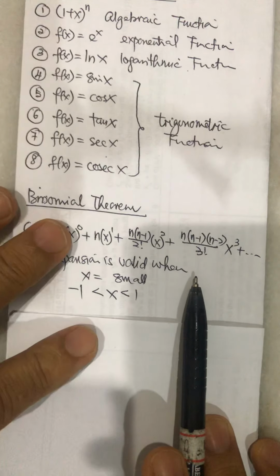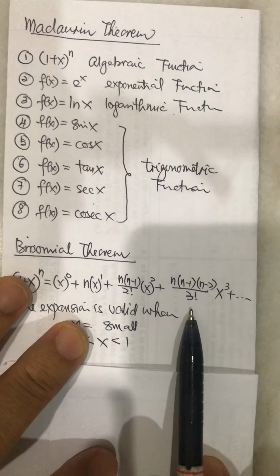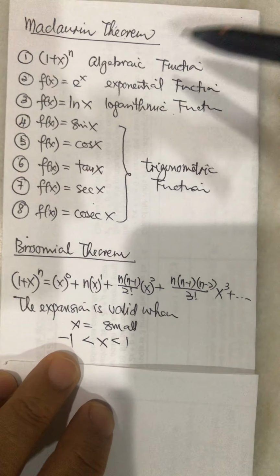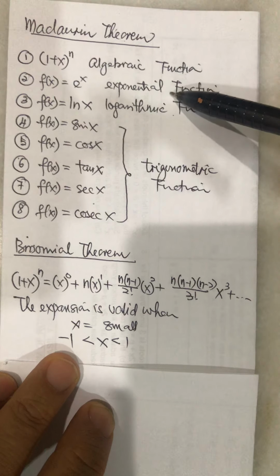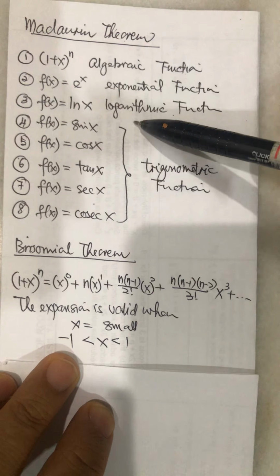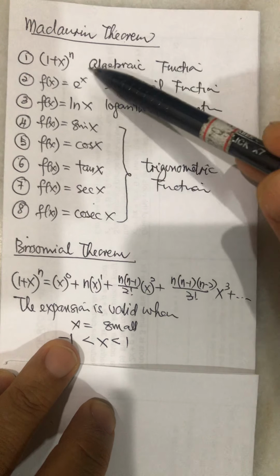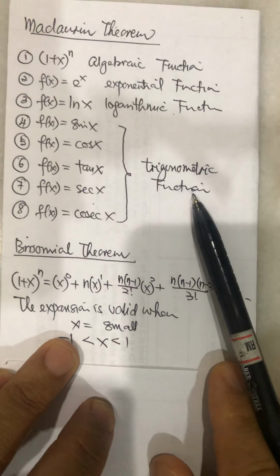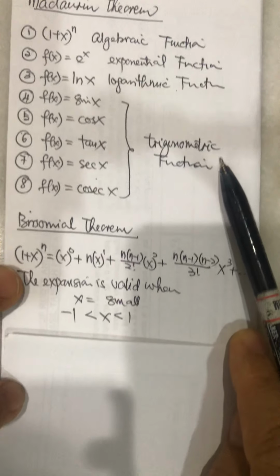Today what we are going to learn is a better theorem, called the Maclaurin Theorem, because the binomial can only expand algebraic functions. Other than this, the binomial cannot do it. So now we are going to learn the better one, called Maclaurin, which can expand all the functions here. So how are we going to do this? Now I'm going to show you.